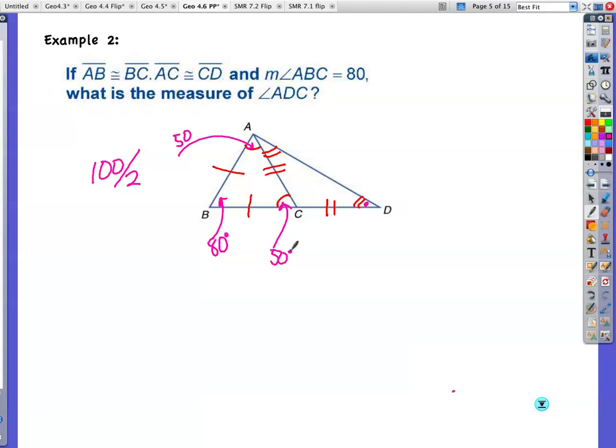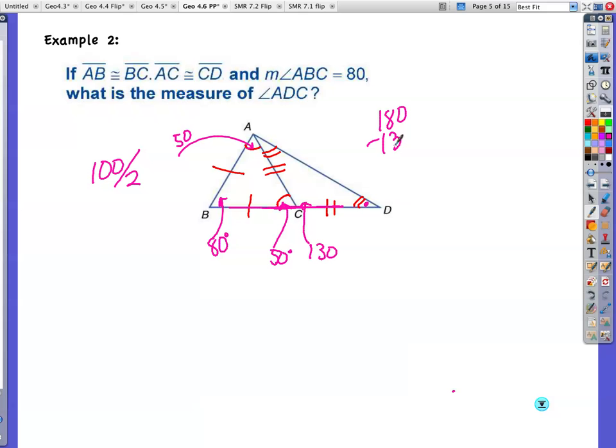Okay, and you're like, but Mrs. Talley, how do I get to the other triangle? I don't have vertical angles. What can I use? This is a straight line. I've already used up 50 of my straight line, so this angle right here has to be 180 minus 50, which is 130. So this isosceles triangle over here has already used up 130.